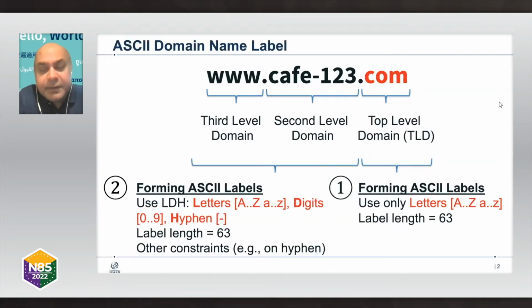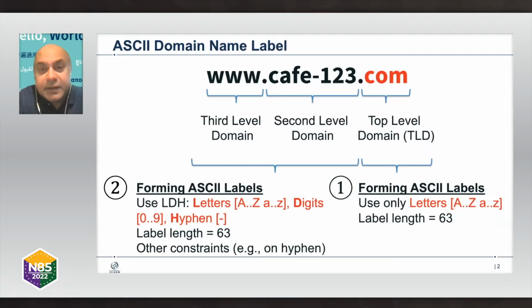So we're all familiar with domain names. Here is an example of a more traditional domain name, which we are all used to using. Each domain name actually consists of a series of labels, which are separated by dots. So for example, in this case, you can have www.cafe-123.com, which contains com, which is normally referred to as a top level domain. And then you have cafe-123, which is a second level domain, and then www, which is a third level domain name or label, and so on. And collectively together, they form a completely realized domain name.